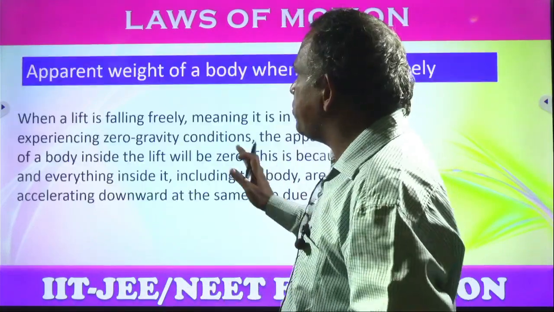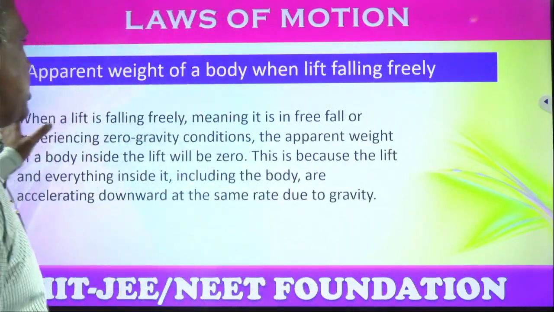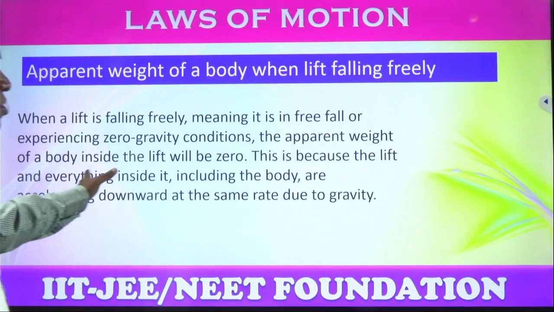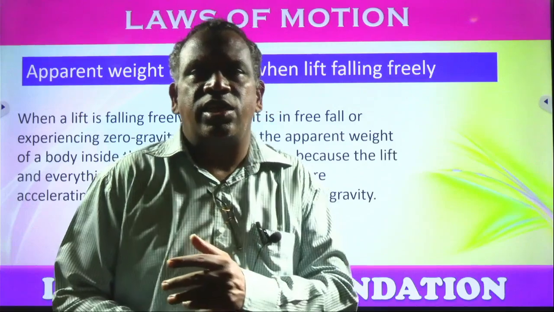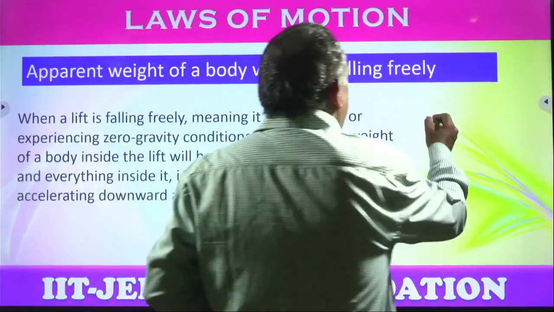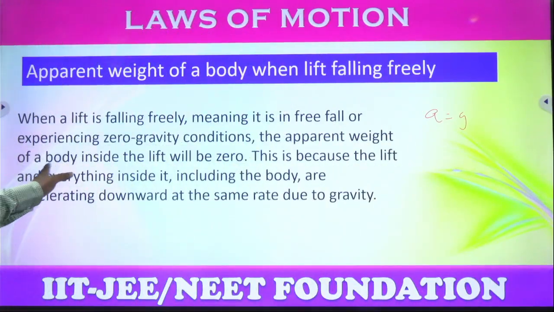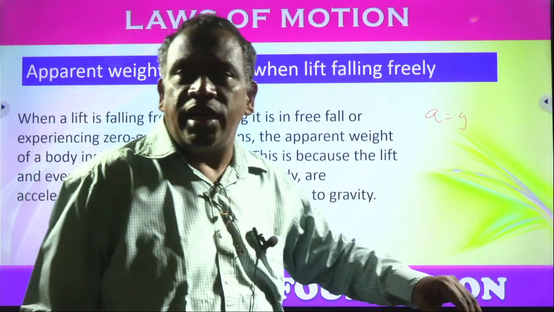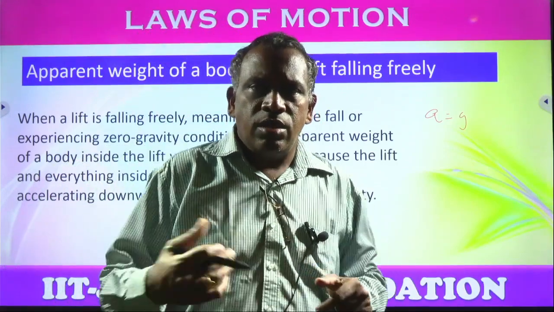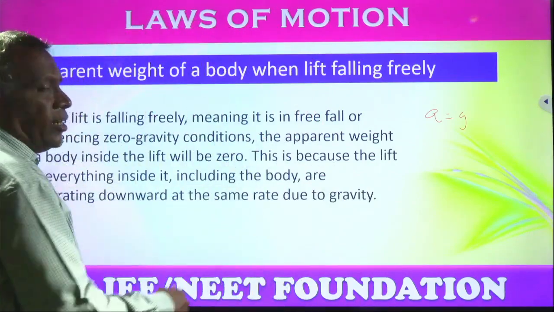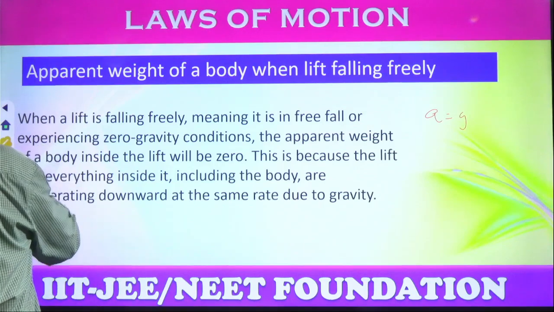Next, the apparent weight of a body when the lift is falling freely. When the lift is falling freely, the acceleration of the lift and the acceleration due to gravity are the same. So the apparent weight of the body in the lift will be 0. That is called weightlessness.